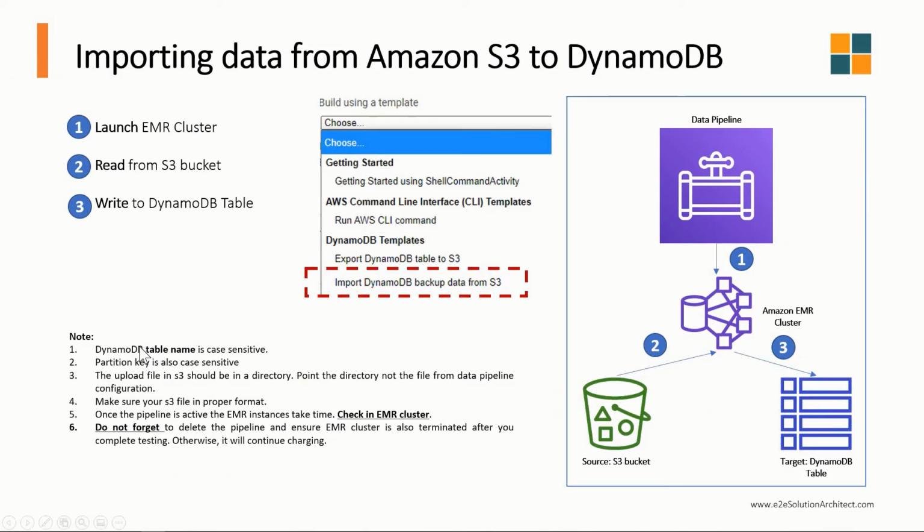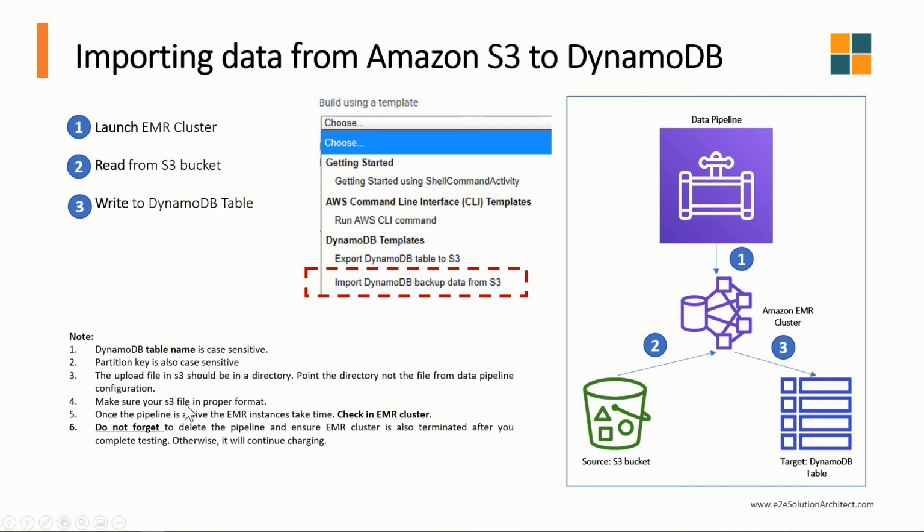Okay, so the DynamoDB table name is case sensitive, as I told. The partition key is also case sensitive. So in your upload file also, the column name of the policy ID must be identical and the data type should be number. The upload file in S3 should be in a directory. Point the directory, not the file, from the data pipeline configuration. I also showed that, don't point the file, point the directory.